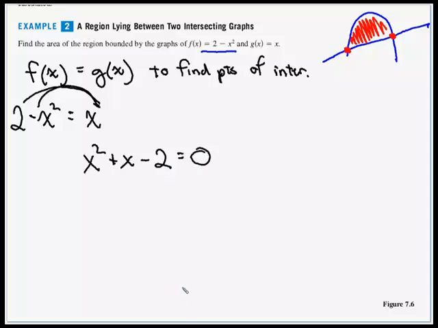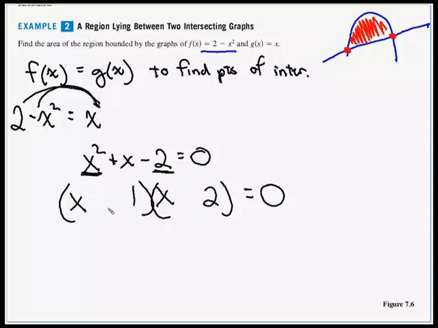So how do we solve this? We factor. What are the factors of x squared? Has to be x and x. What are the factors of 2? 2 and 1. Where will the signs go to get the middle term to be a positive 1? So it'll be a positive 2 and a negative 1. If we add 2 and negative 1, we get positive 1 in the middle. If we multiply them together, their product is negative 2.